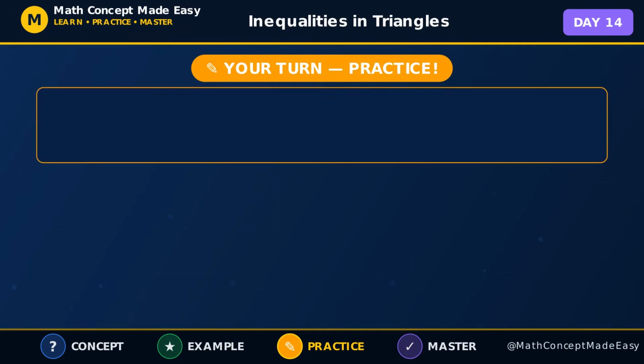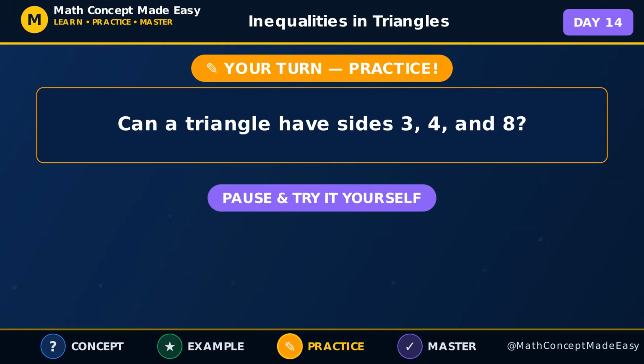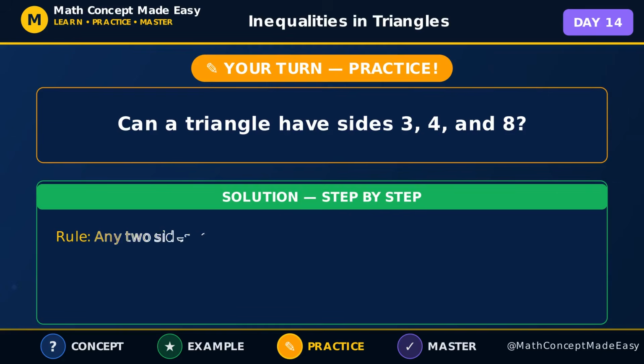Time to try it yourself. Here is your practice question. Can a triangle have sides 3, 4, and 8? Rule: any two sides must add up to be greater than the third. Pause the video now, or take a few seconds with me.